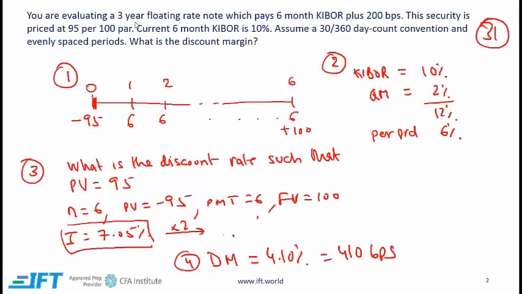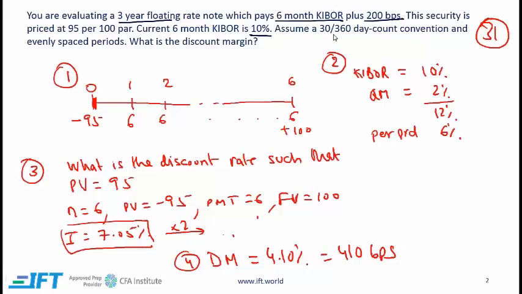You are evaluating a 3-year floating rate note which pays 6-month CIBOR plus 200 basis points. This tells us immediately that the payment is semi-annual, 3-year floating rate note, so that means we have 6 semi-annual periods. 200 basis points, this is the quoted margin. This security is priced at 95 per 100 par, so 95 is the current price. Current 6-month CIBOR is 10%. CIBOR is the Karachi interbank offer rate. It is effectively like LIBOR. This is our reference rate.